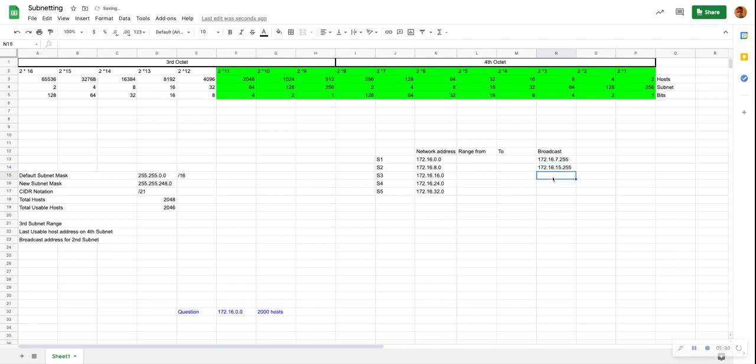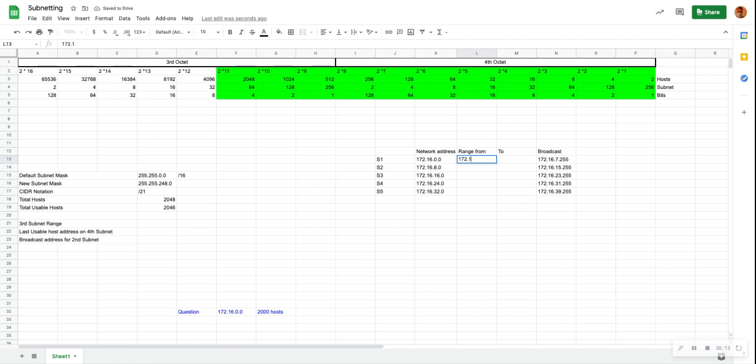172.16.15.255. So notice how this is different to the Class C network. We're working on that third octet here, which does make things a bit more complicated. Then 172.16.23.255, 172.16.31.255, and then 172.16.39.255. Okay, so now we can just put our ranges in.